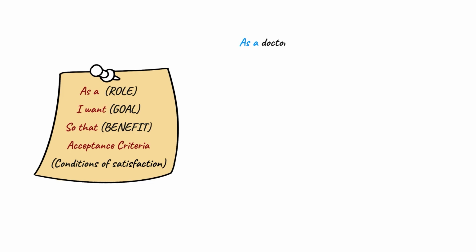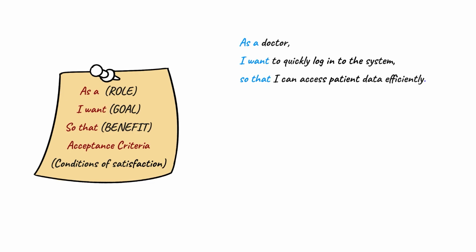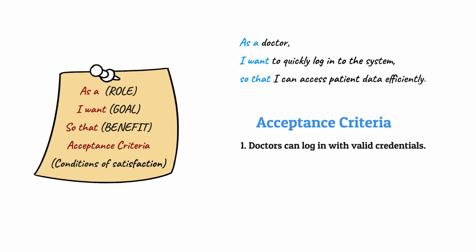To make sure everyone knows when a user story is truly complete, we use acceptance criteria. These are like a checklist of conditions that must be met for a user story to be considered done. For example, for a login story, acceptance criteria could be: doctors can log in with valid credentials. Login process is secure. Login time is less than 3 seconds. Clear criteria means less confusion and better quality.